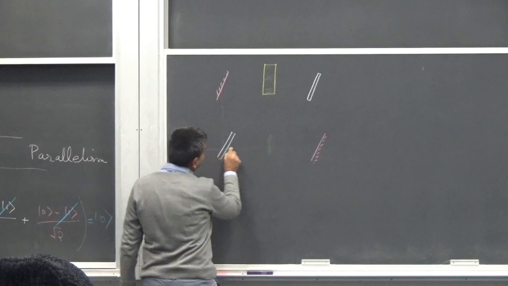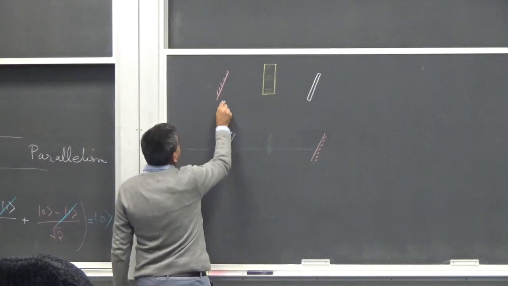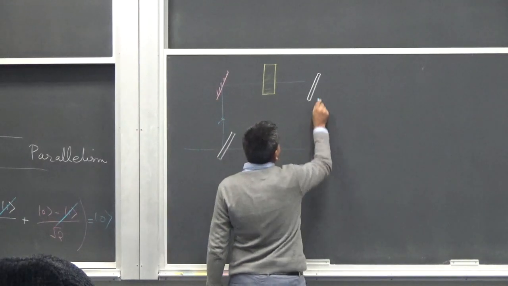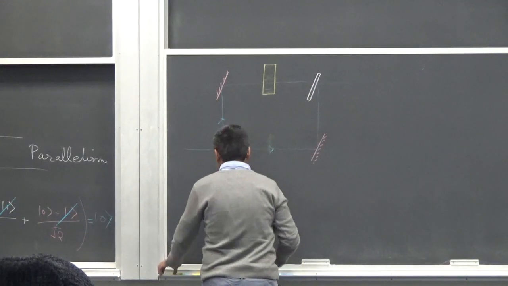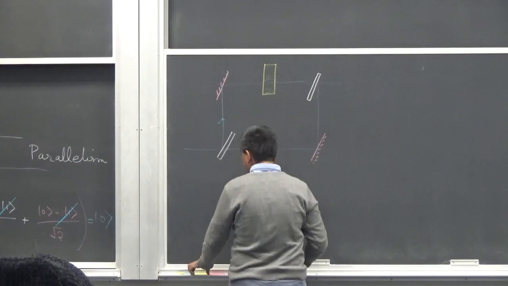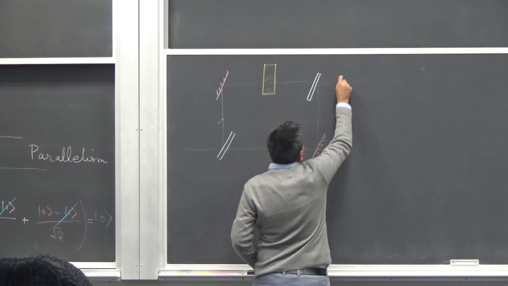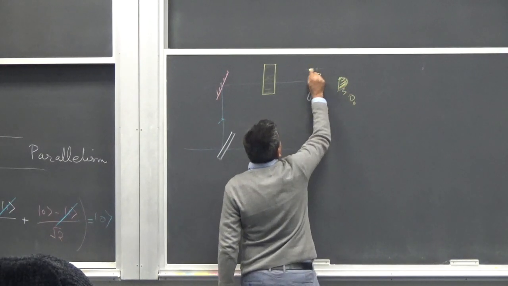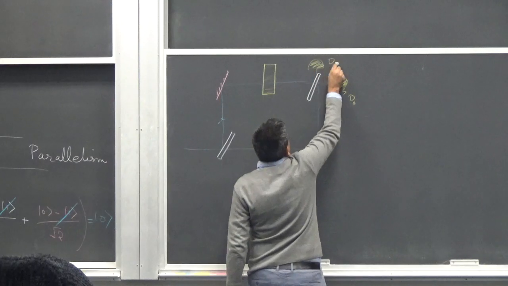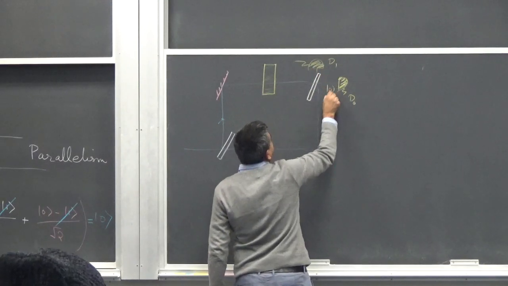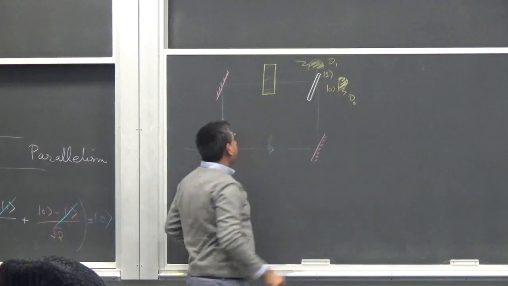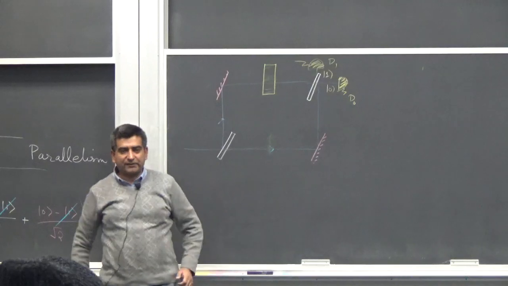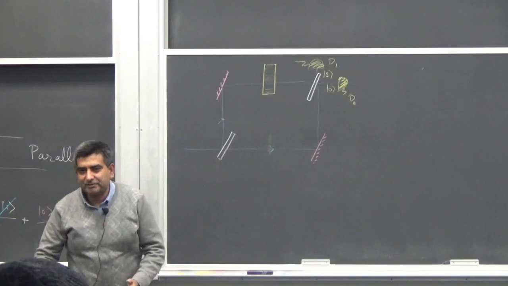A photon comes in, I'm hypothetically drawing the path the photon takes. I again have my two detectors, D0 and D1. This is my output port cat 0, my output port cat 1. Now define the action of the beam splitters. I have inserted in one of the paths another object.